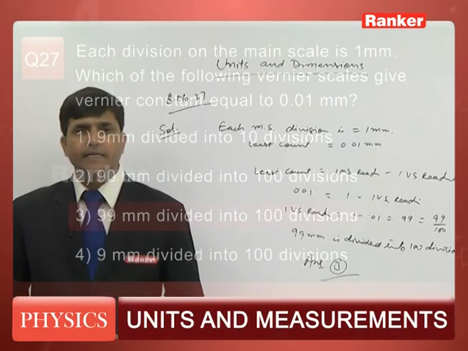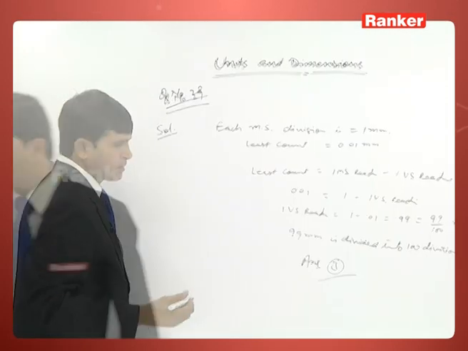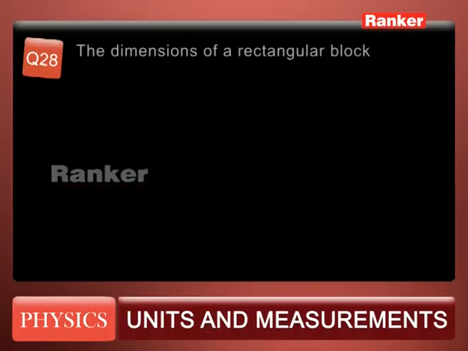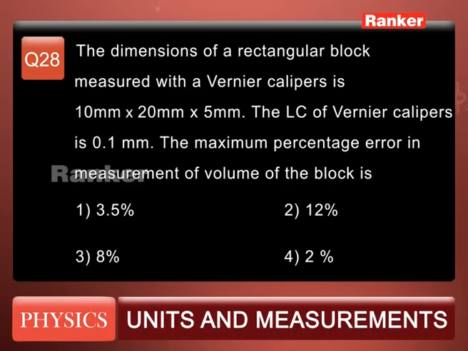Now, come to the next question, question number 28. The dimension of a rectangular block measured with a vernier calipers is 10 mm by 20 mm by 5 mm. The least count of vernier calipers is 0.1 mm. The maximum percentage error in the measurement of volume of the cube is: first option 3.5%, second option 12%, third option 8%, and the fourth option 2%.